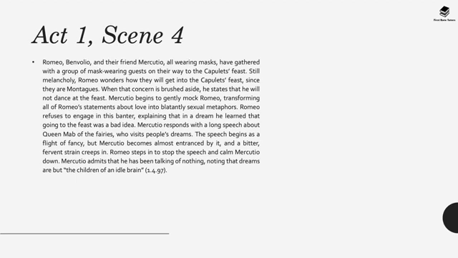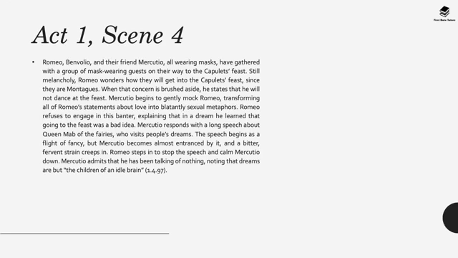In Act 1, Scene 4, we have Romeo, Benvolio and the friend Mercutio all wearing masks, and they've gathered with a group of mask-wearing guests on their way to the Capulet feast. Still feeling melancholic, Romeo wonders how they will get to the Capulet's feast since they're Montagues. When that concern is brushed aside, he states he will not dance at the feast.